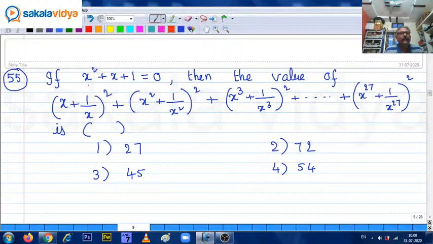See, x square plus x plus 1 is equal to 0. Then we need to find the value of (x plus 1 by x) whole square plus (x square plus 1 by x square) whole square plus (x cube plus 1 by x cube) whole square plus so on plus (x to the power of 27 plus 1 by x to the power of 27) whole square. This question is very important. Let us try.